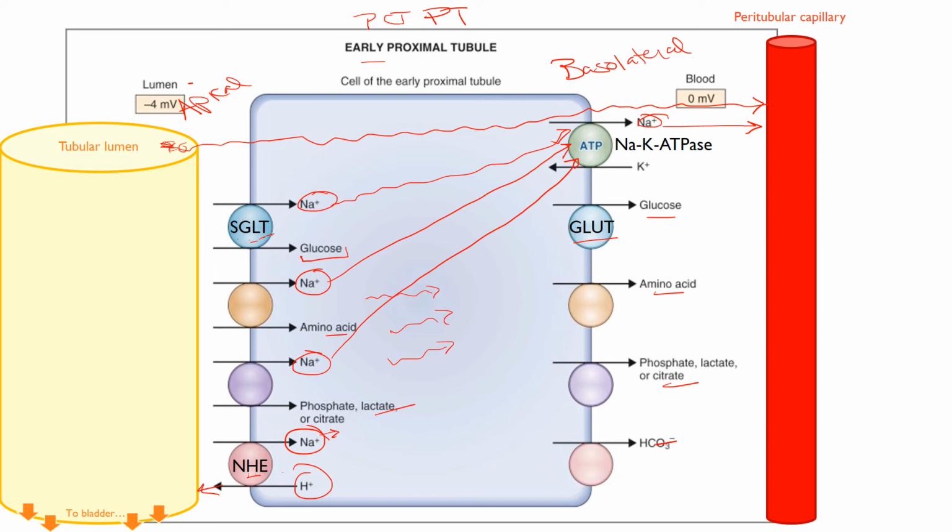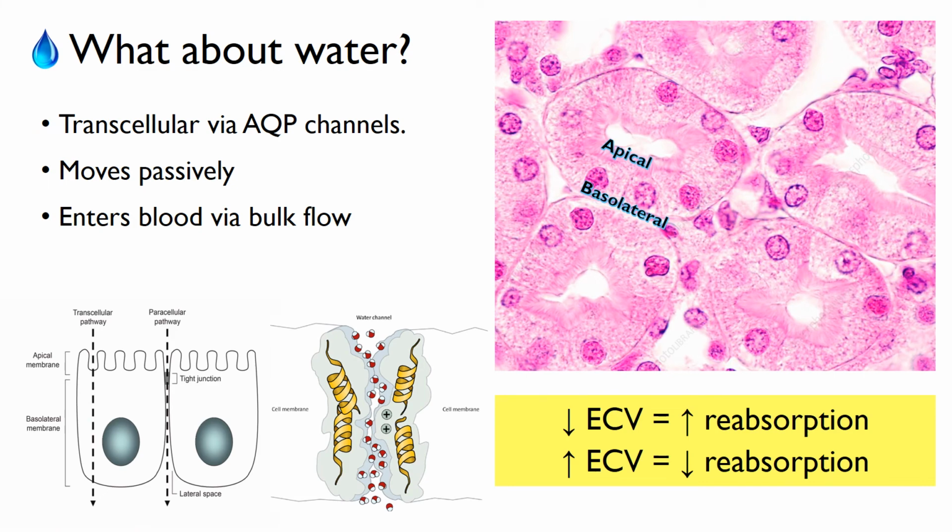That leaves one major thing to talk about in the proximal tubule, and that is water. How does water get reabsorbed? That's what we're going to talk about next. What about water? Well, remember our steps. Water, if it's going to be reabsorbed, needs to move through the apical side of the membrane, cross the intracellular compartment, and then cross the basolateral side of the membrane in order to gain access to the vasculature and re-enter the vasculature in order to circulate throughout the body again.